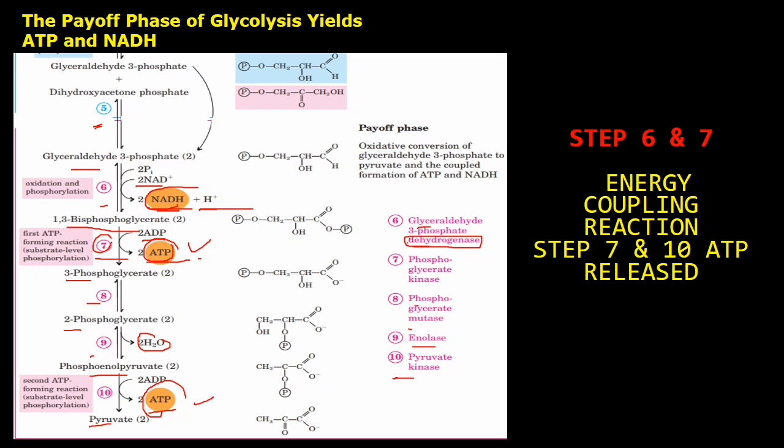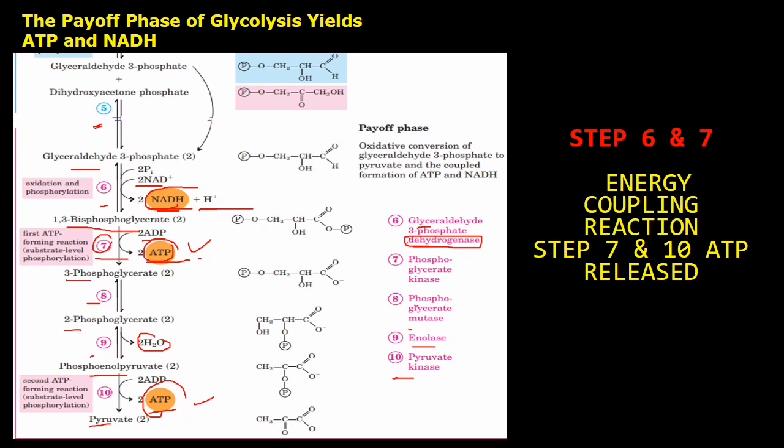Here it's an energy releasing step, and step number 10, where phosphoenolpyruvate is converted into pyruvate, is also an energy releasing step which is catalyzed by the enzyme called pyruvate kinase.